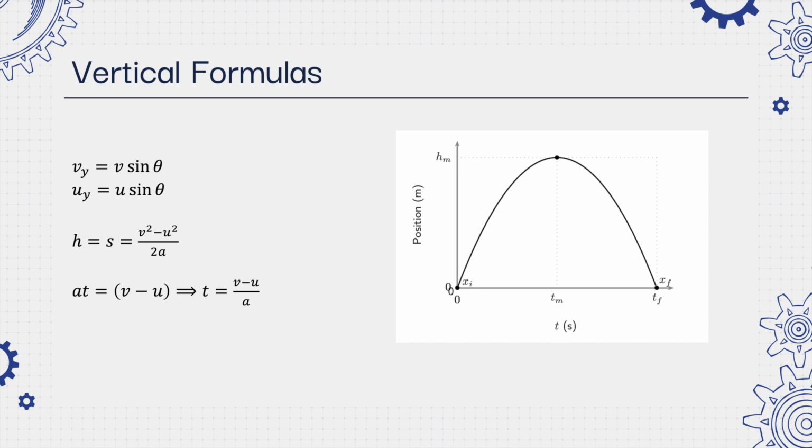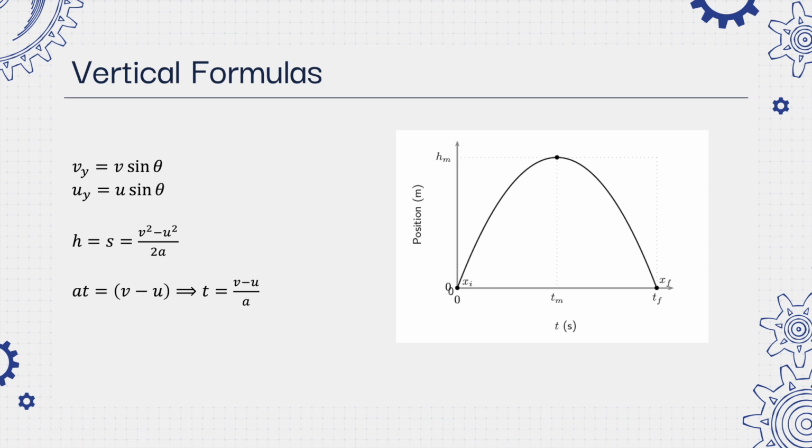So first of all, since we're going to talk about the vertical formulas, we need to know that when using the vertical formulas, we have to use the velocities with the y component, so the vertical component. How do we find the y component? For example, Vy equals V times the sine of the angle, for example, theta. The angle is the angle from the horizontal at which the velocity vector is. And of course, Uy equals U times the sine of theta.